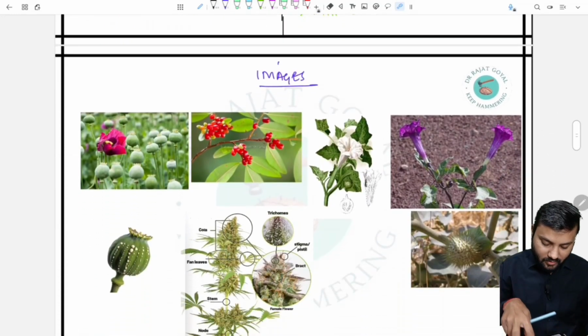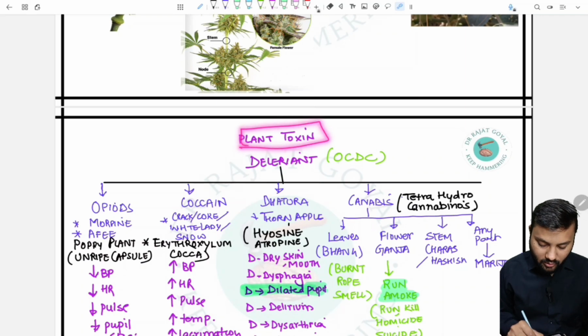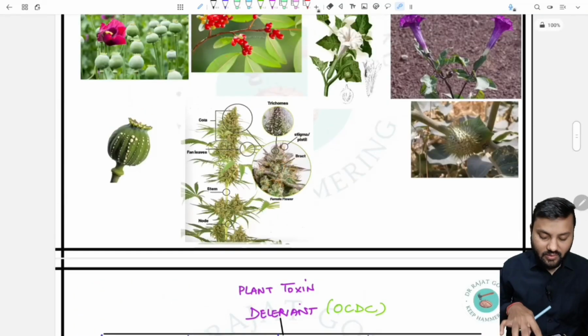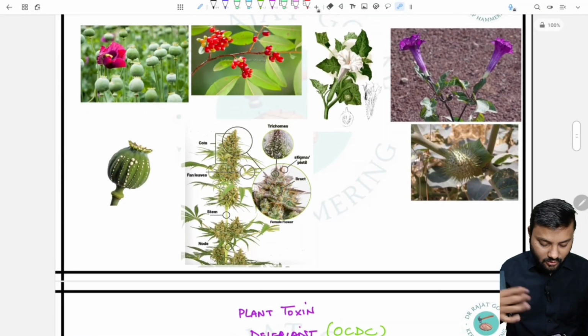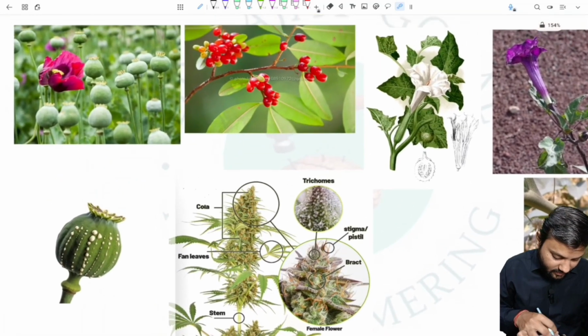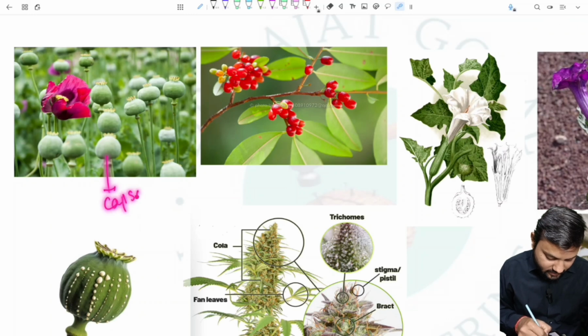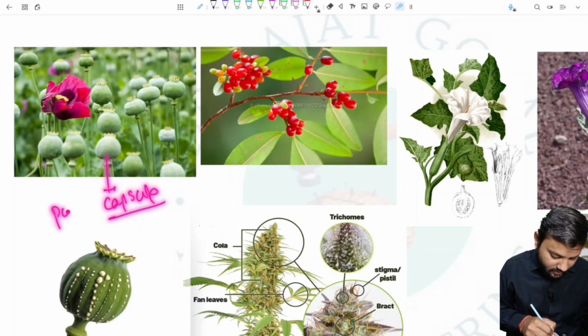Now the second topic for today is plant toxins. Firstly, in plant toxins, we will talk about the deliriants. First we will see the images of all of them, then we will talk about them. In the first image we can see a capsule-like structure, and this is the capsule of the poppy plant.